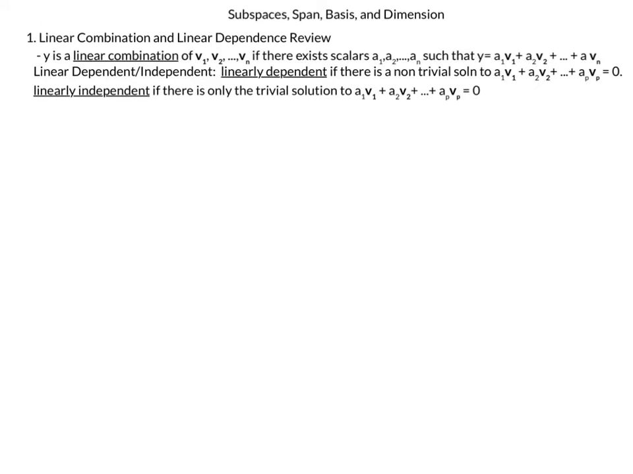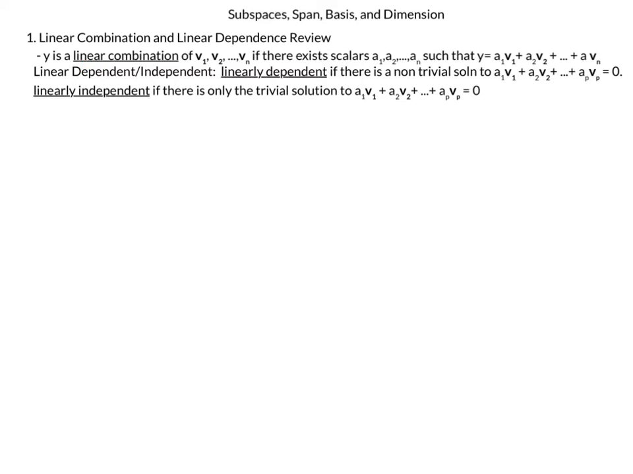So a vector y is a linear combination of these n vectors, which we'll designate v1, v2 up to vn, if there exist scalars, one scalar for each vector, such that y is equal to the sum of scalar multiples of each vector. So each vector we scale with a scalar multiple, and then we add all the vectors up. This is a linear combination when we scale the vectors and we sum them.